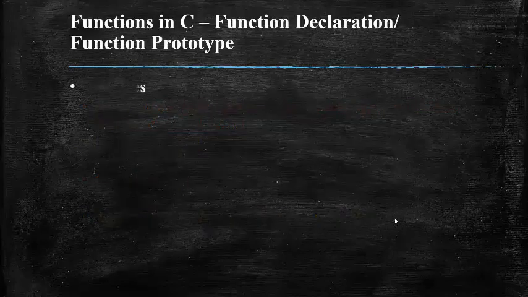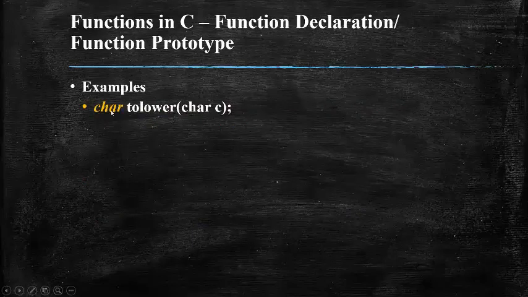Let's say, for example, I have defined a function char toLower of char c. Since it's a function declaration, you have to end it with a semicolon. As I told you, the name of the function is toLower and the data type of the function is character. Which means the function toLower is going to do some kind of process and return the result in terms of a character.